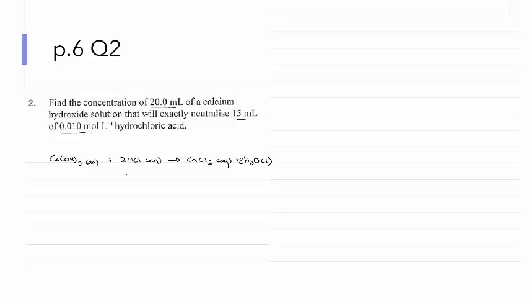Next step is to work out the number of moles of the substance for which I have enough information to work out the number of moles. Now in this case, that's the acid, because for the acid I know both the volume and the concentration, so I can work out the number of moles.